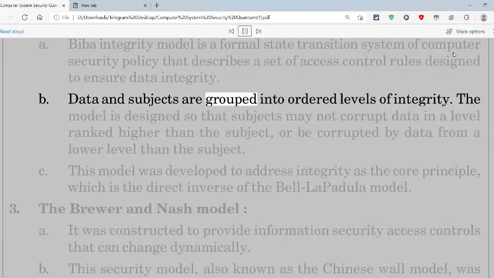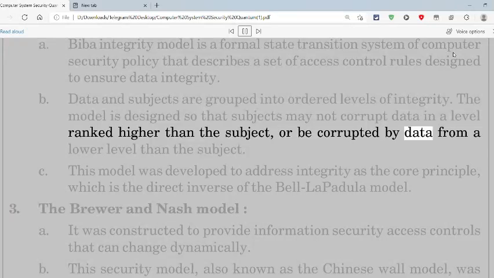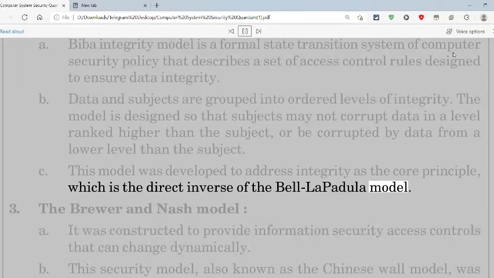B. Data and subjects are grouped into ordered levels of integrity. The model is designed so that subjects may not corrupt data in a level ranked higher than the subject, or be corrupted by data from a lower level than the subject. C. This model was developed to address integrity as the core principle, which is the direct inverse of the Bell-LaPadula model. 3. The Brewer and Nash model. A.